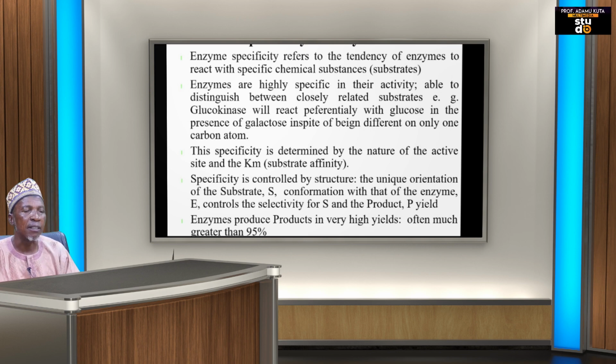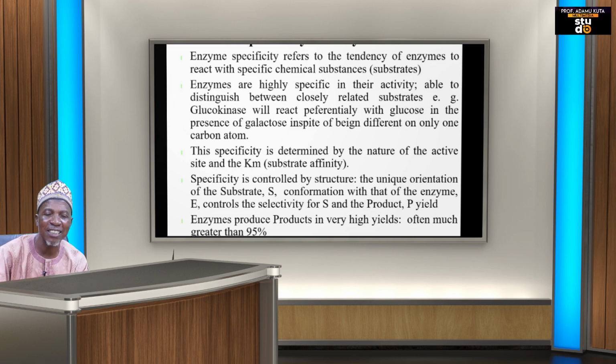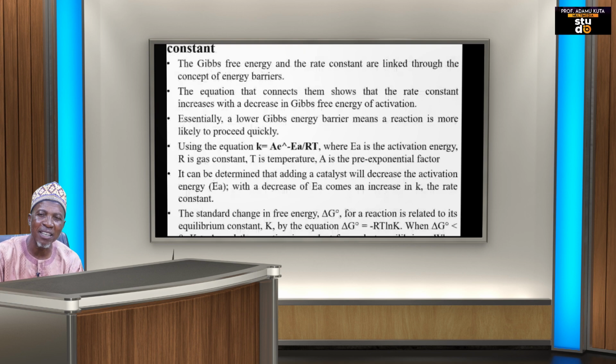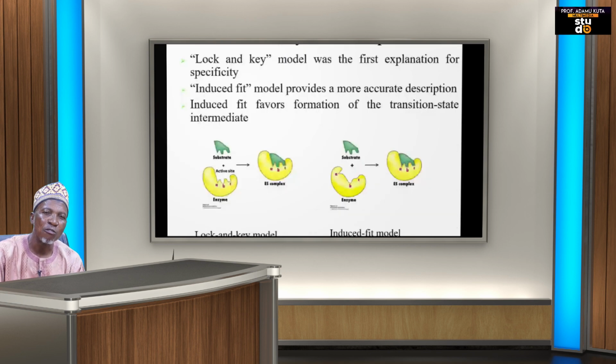How can enzyme be so specific? Enzymologists put forward two theories to explain the specificity of enzyme. The first one is lock and key model. Lock and key model, the explanation is that for every key there is a lock, and for every lock there is a key. The key of a Mercedes car cannot ignite a Peugeot, and so also the key of a Peugeot car cannot ignite that of a Mercedes Benz.